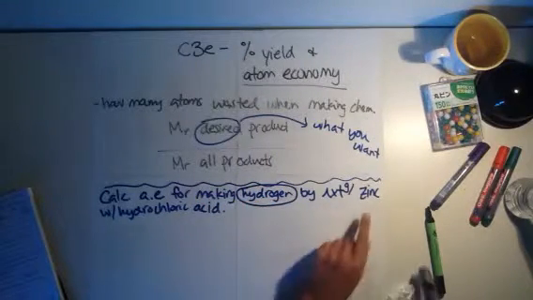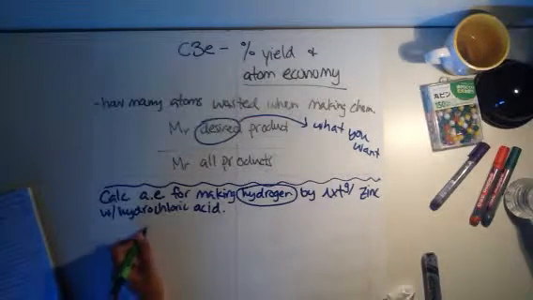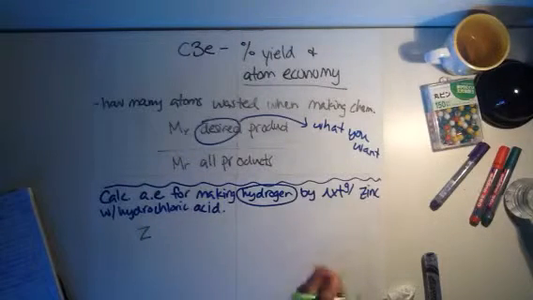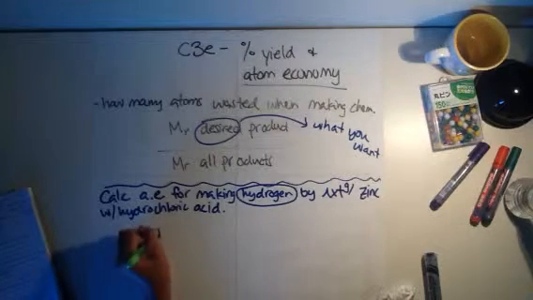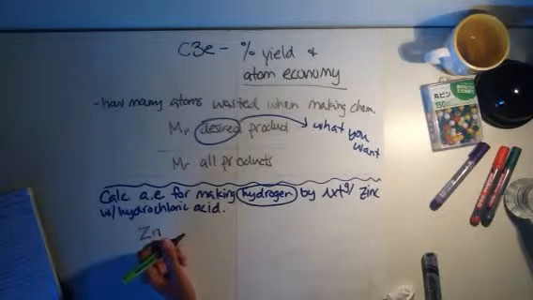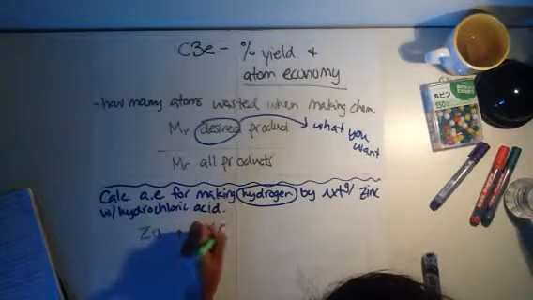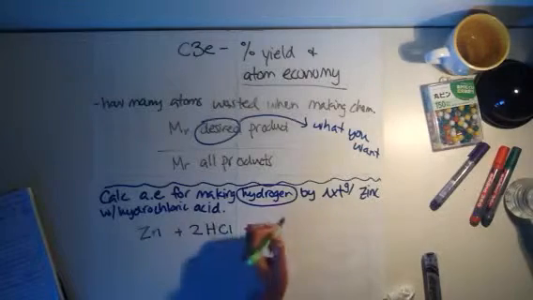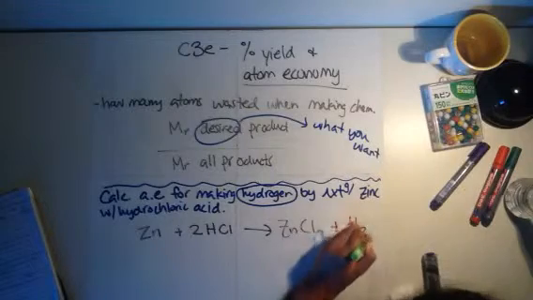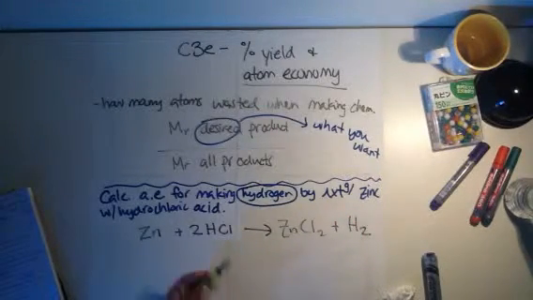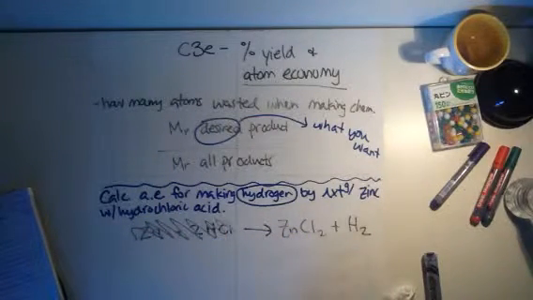Okay? And it says there you need to react zinc and hydrochloric acid. So the formula when you combine zinc and hydrochloric acid gives you zinc chloride and hydrogen. Remember, when we're looking at atom economy, we're only looking at the products, so you can just ignore the reactants. We're looking at everything on the right side of the arrow.